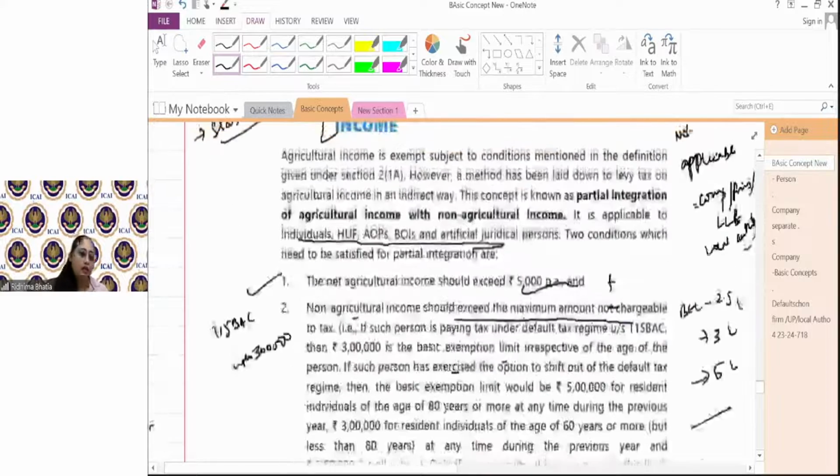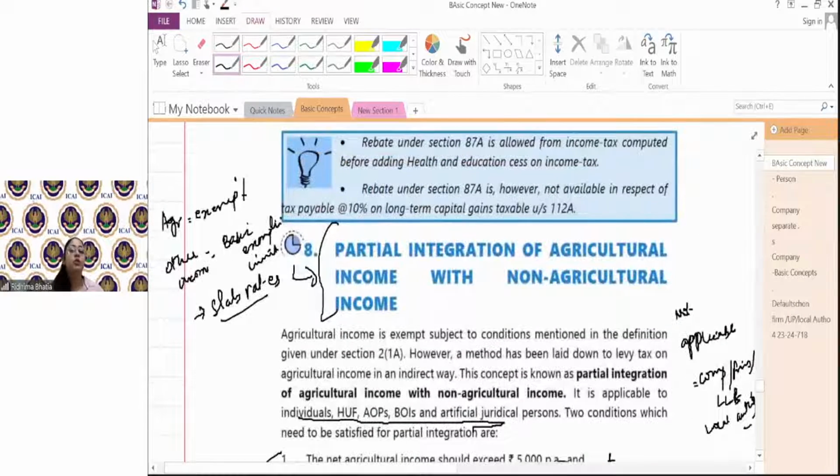So again, we're talking about the concept of partial integration of agricultural income with non-agricultural income. It's an indirect way to take tax on agricultural income. We all know agricultural income is exempt from tax, so people focus on showing more agricultural income, even if in reality they're earning a lot of other income also. So they have come up with the indirect taxation of agricultural income, but this is only applicable on the people who are paying taxes as per the slab rates, that means individual, HUF, AOP, BOI, and artificial juridical person.